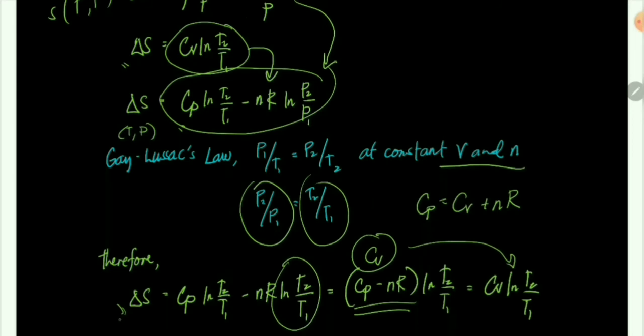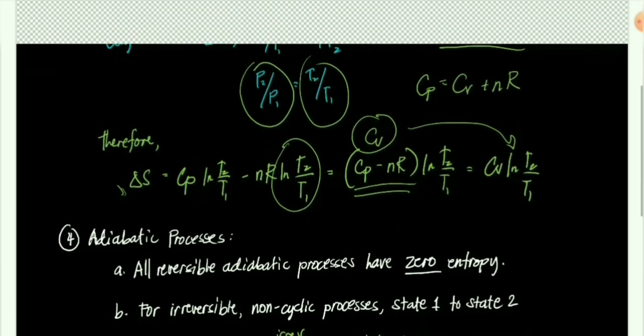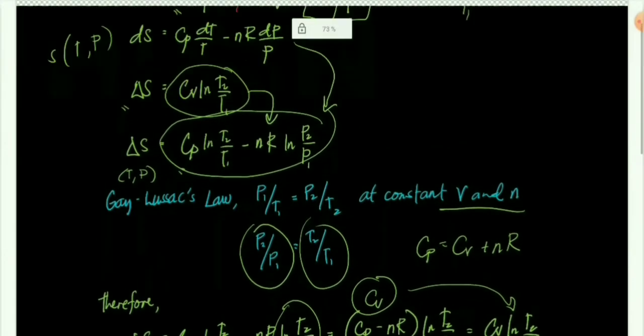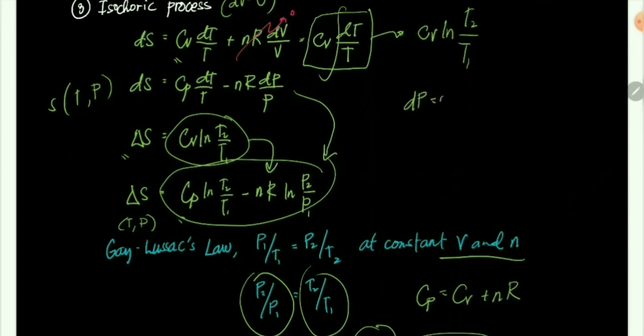So, the delta S, even as a function of temperature and pressure, is equal to Cv ln T2 over T1. So, in summary, okay, kapag dP is equal to 0, okay, delta S is equal to Cp ln T2 over T1.